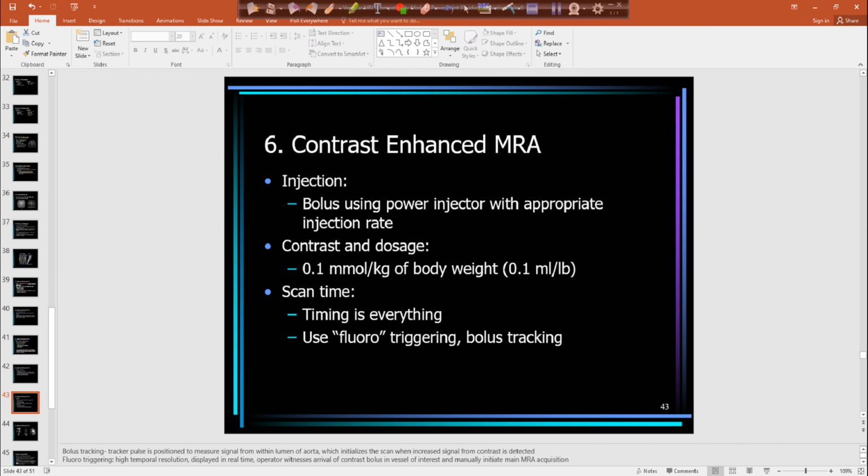But then if you have a perfusion study, have you guys done a perfusion brain? Anybody here done a perfusion brain?